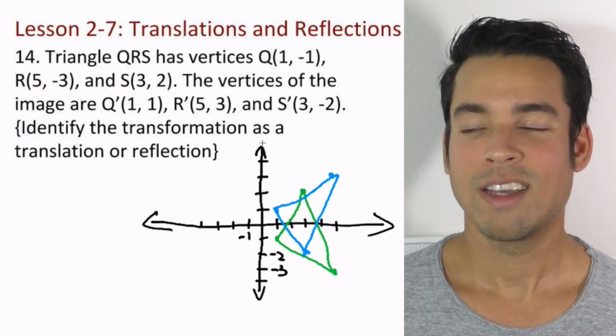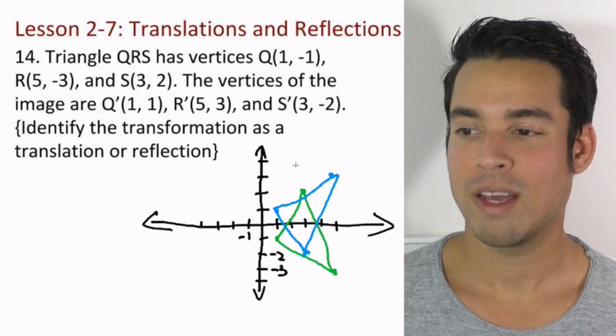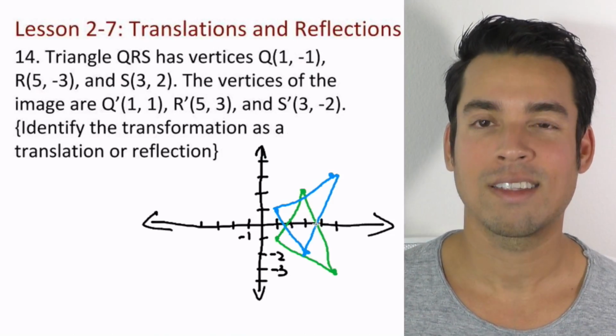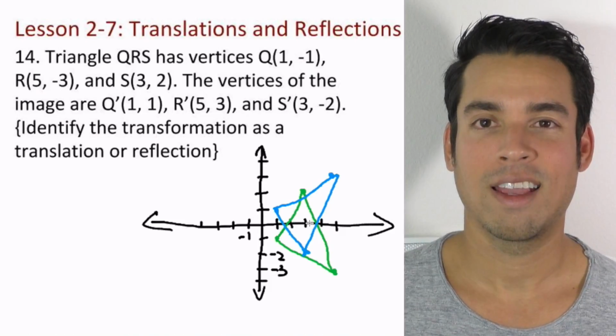So in fact, I just looked at it and made a guess. I was wrong, and that can totally happen, but now I graphed it out and I can see that yes, this is a reflection over the x-axis, and done.